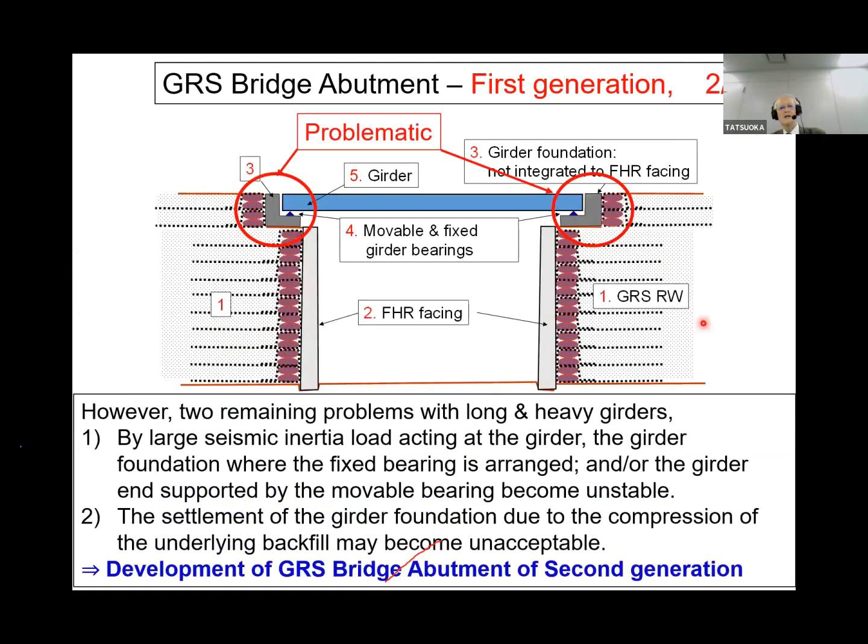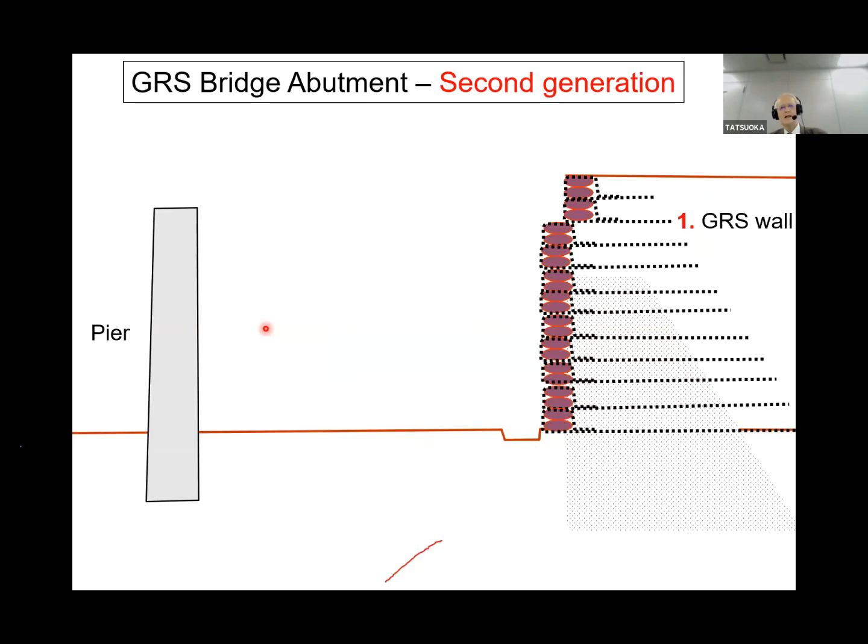High cost effectiveness. However, we have two remaining problems with the long, heavy girders. One problem is large seismic inertial load acting on the girder foundation where the fixed bearing is arranged, and girder ends supported by the movable bearing become unstable. This is an important issue in seismic countries, high seismicity countries. Second is the settlement of the girder foundation due to the compression of the underlying backfill. This may become unacceptable. So now we developed the second generation.